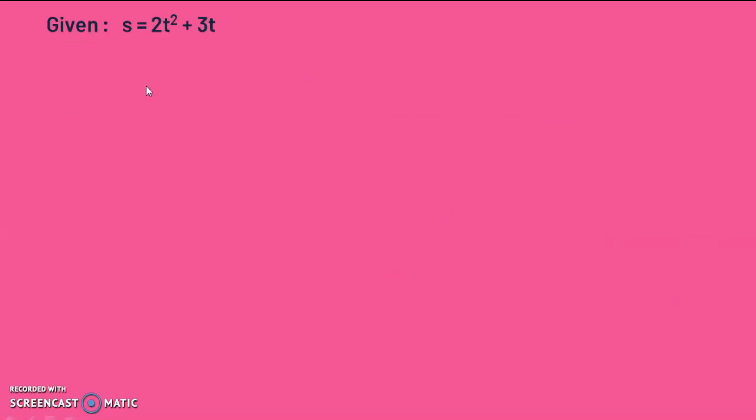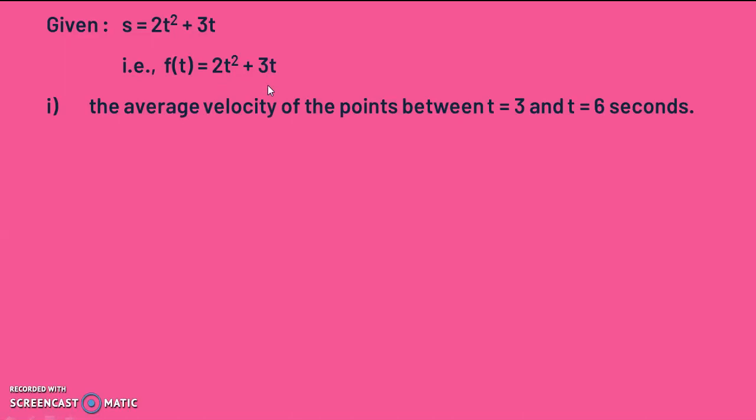The given data is s equals 2t square plus 3t. We are going to take this as f of t because it is a function of t. So, let's take f of t equals 2t square plus 3t. The first part is to find the average velocity of the point between t equals 3 and t equals 6 seconds. To find it, we first have to know f of a and f of b, that is f of 3 and f of 6.